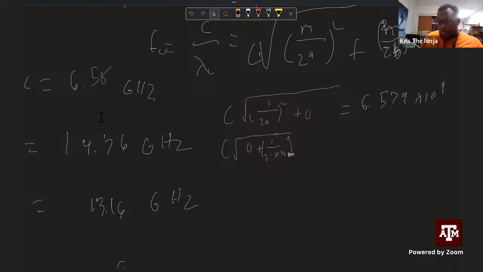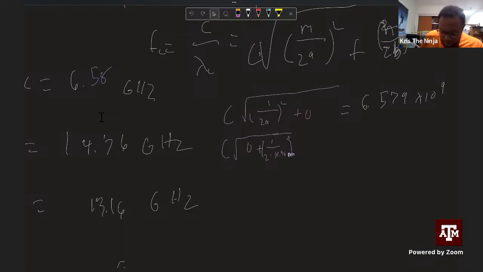Just act like I didn't just do a redundant math step, because you should do it that way all the time anyway. Because it won't always be zero. Sometimes it'll be plus some other value, and it's not going to always be zero. So multiply that by the value of c.